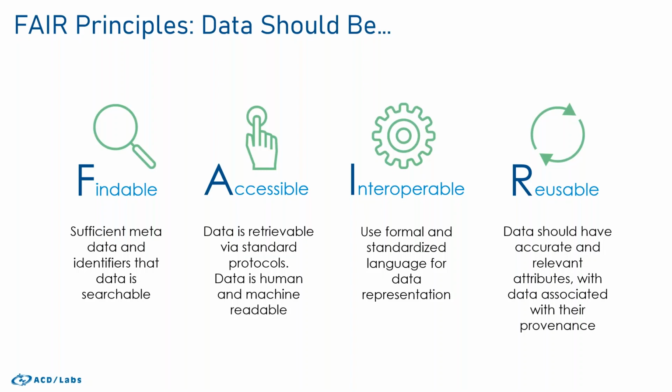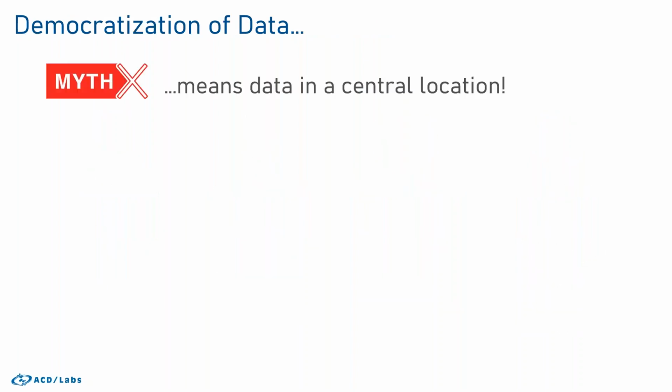The data itself should be retrievable, via standard protocols. Is the data human and machine readable? It should be interoperable, in the sense that it uses formal and standardized language for metadata representation. And reusable: data should have accurate and relevant attributes, with the provenance associated with it. There are far more authoritative sources for FAIR that you can find, but I just want you to keep this in mind as we move on to planning your digitalization plan.